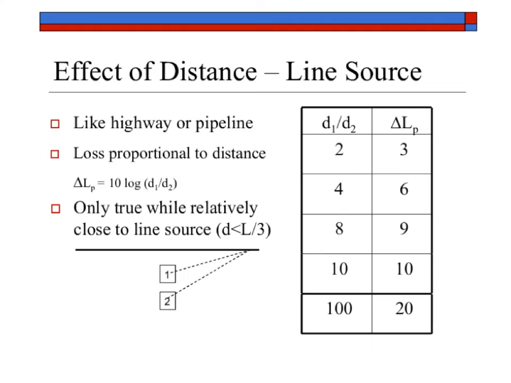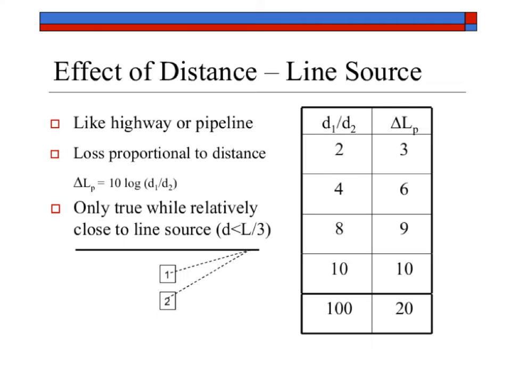The rule for a point source is about 6 decibels per doubling of distance, or to put it more mathematically, use of the inverse square law. It isn't true for all sources. Some things are more like a line. For example, a highway or a pipeline is generating noise all along a linear dimension. In this case, the loss is proportional to distance.